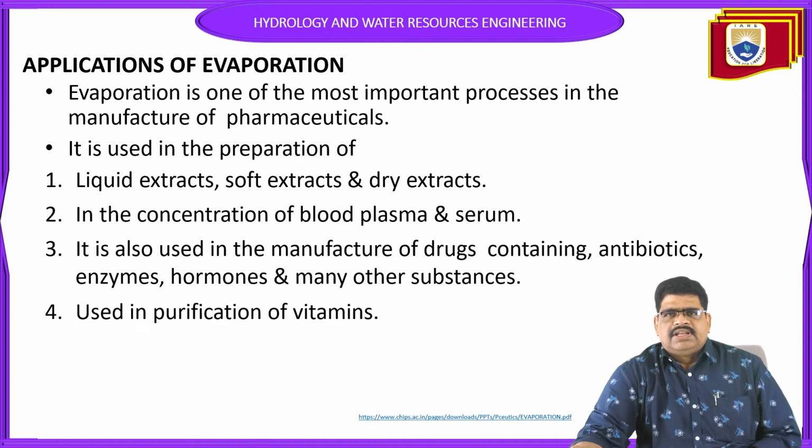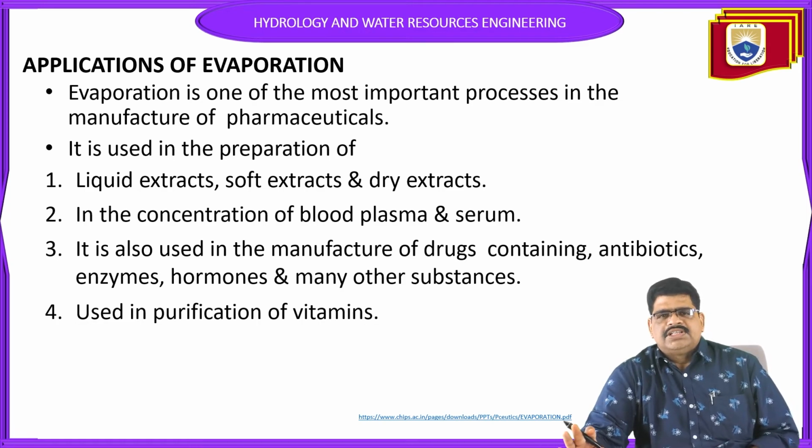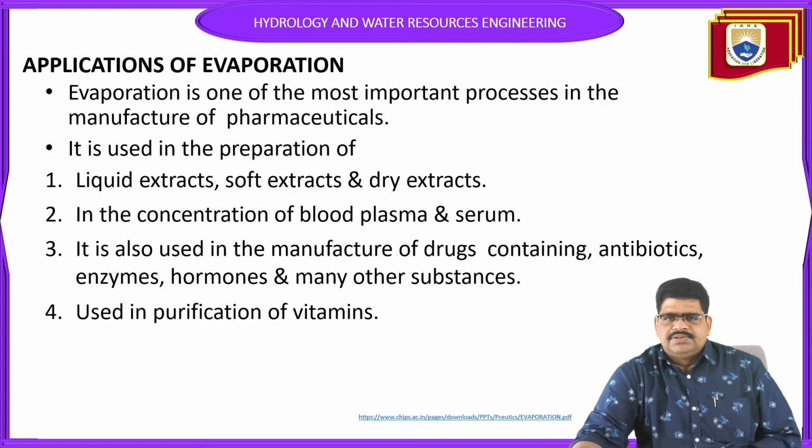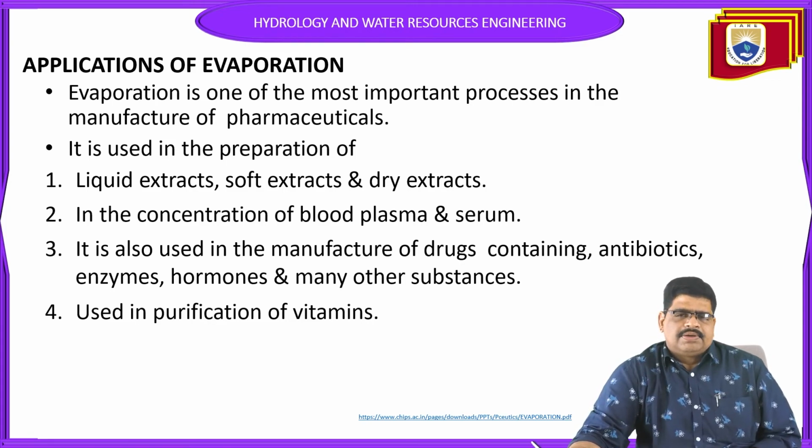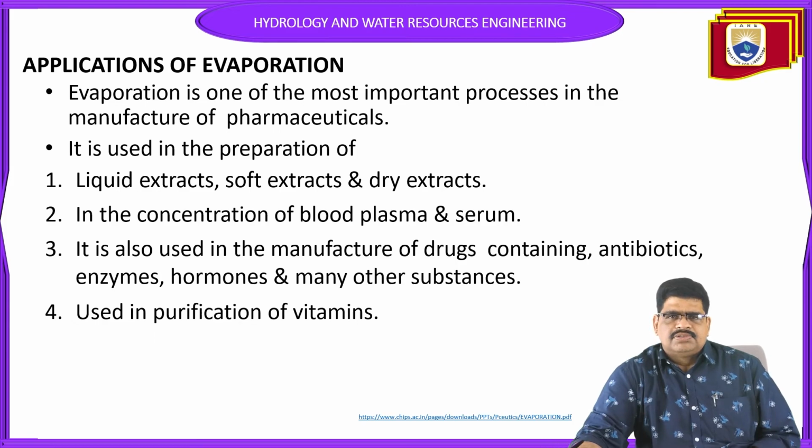Next, applications of evaporation. Evaporation is one of the most important processes in manufacturing industries. It can be used for preparation of liquid extracts, solid extracts, dye extracts, and concentration of blood plasma and serum. It can also be used for manufacturing drugs containing antibiotics, enzymes and many other substances, and for purification of vitamins. These are all chemical purposes. The manufacturing of chemical oils, the purification and separation of the oils can also use evaporation techniques.